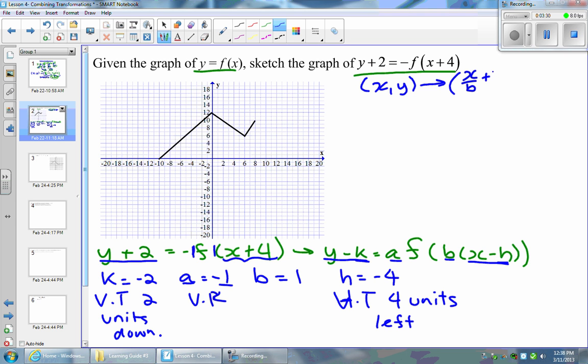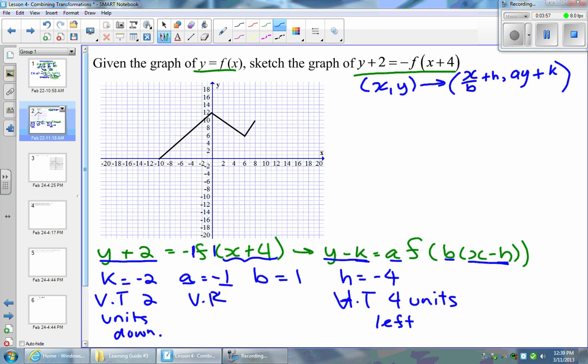Then you're going to add your h value, which is your horizontal translation, and then you're going to take your y values and multiply them by your a value, and that causes your vertical stretch. And then finally, you have to apply your vertical translation, so you're going to add your k. So remember, that is the little mini formula I taught in the last lesson. So we're going to actually use it here to apply all our transformations.